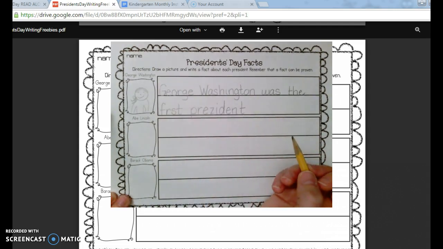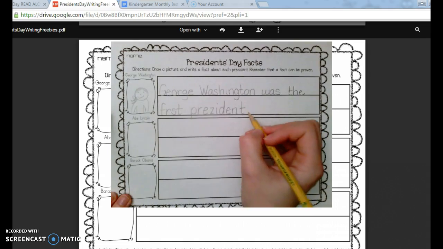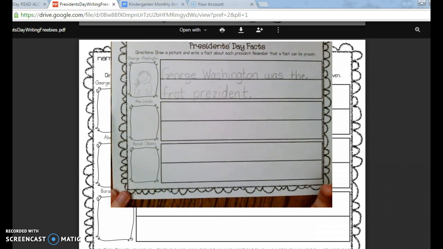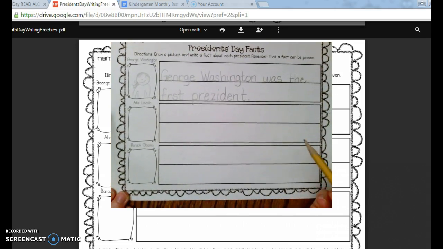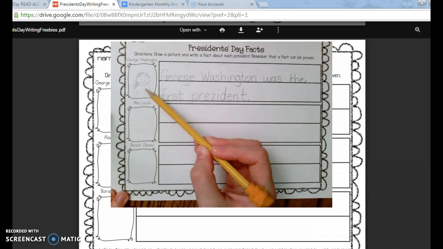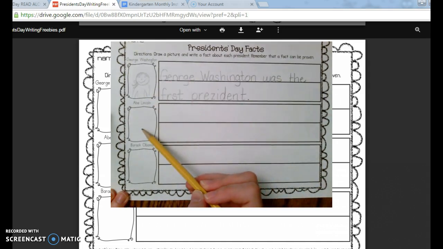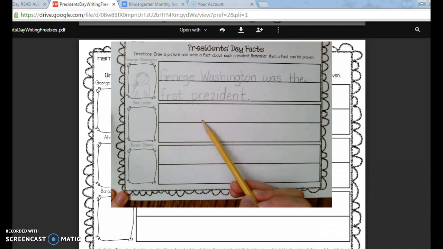And what am I missing at the end of my sentence? Punctuation. So I'm going to put a period at the end of my sentence. Now, if your student chooses to do this activity, boys and girls, you will draw your picture of George Washington and write your sentence. You will draw a picture of Abraham Lincoln and write your fact about him, and then Barack Obama, and write a fact about our current president.